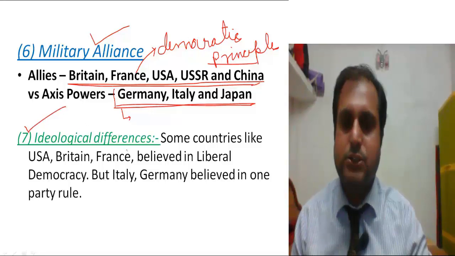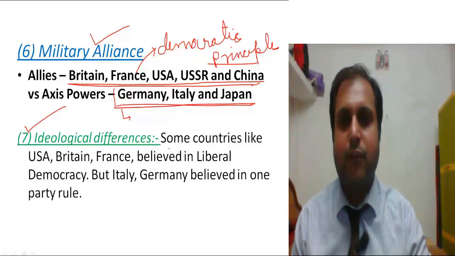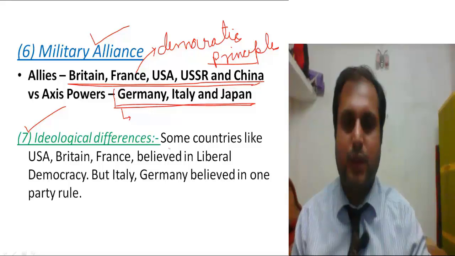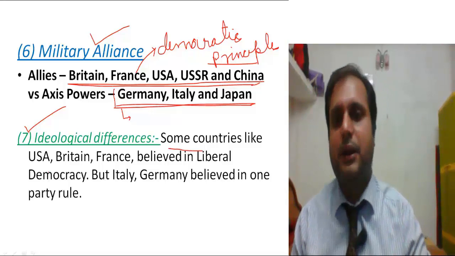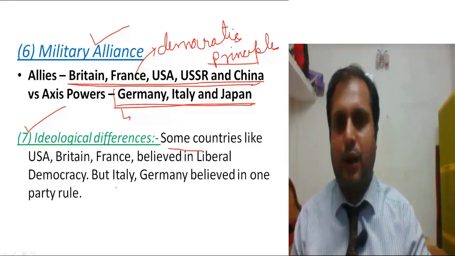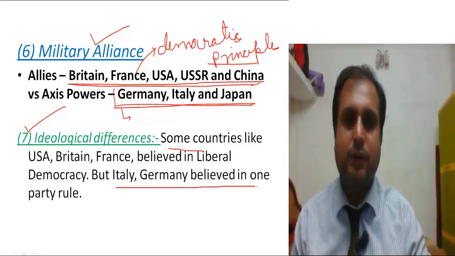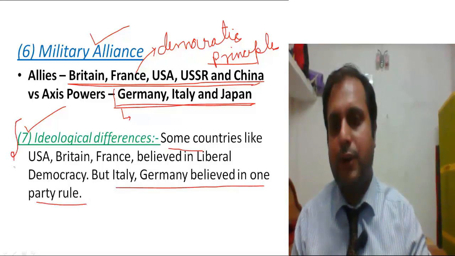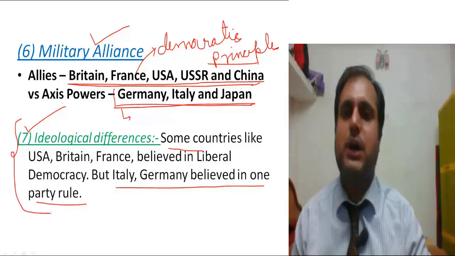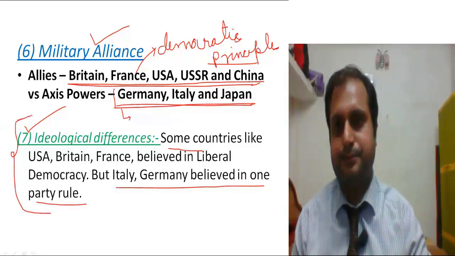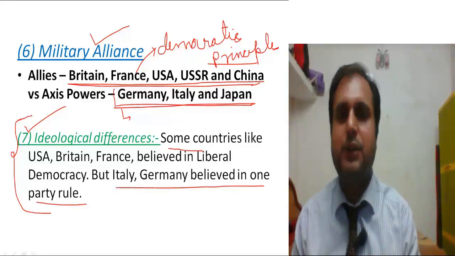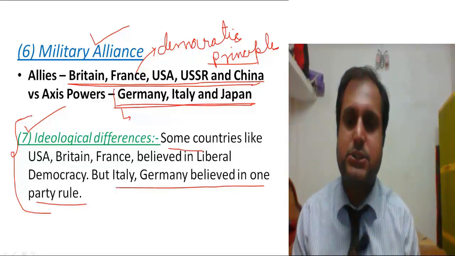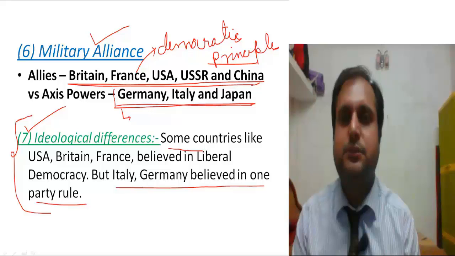Seventh one is the ideological conflict, which I have already explained just now. Some countries like USA, Britain and France believed in liberal democracy, but Italy, Germany and Japan believed in one-party rule. So ideological conflict was also another cause for the outbreak of the Second World War. Whatever causes I have discussed, each cause is responsible.